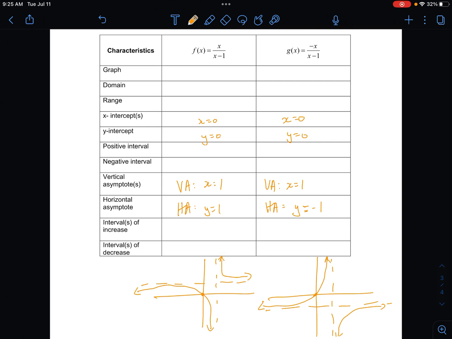And then the same thing, we're talking about our negative and positive intervals. When are the y values positive or negative? And then when we look at our intervals of increase and decrease, we read left to right. So the one on the left here, f of x, only has intervals of decrease, and the one on the right, g of x, only has intervals of increasing, because the values are never going down. They're always increasing slowly.